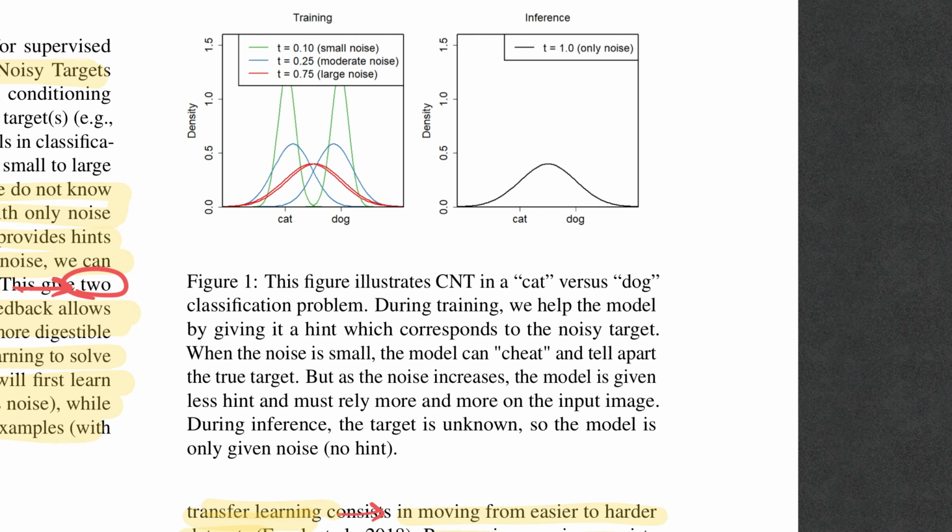In this example, you can see what these noisified targets are. For example, let's say you have a label cat and a label dog, and you can have these types of noises. As you can see, t equal 0.1 is a small noise. Therefore, when you look at the distribution, you can easily infer that this target was actually a cat. So if a model gets this at training time, it can cheat. As you increase the noise, it becomes more and more like an indistinguishable distribution. And for inference, you purely deal with noise. Therefore, there is no information as to what the label is, so it's a valid validation scheme.